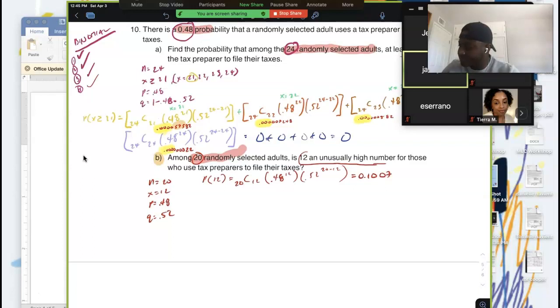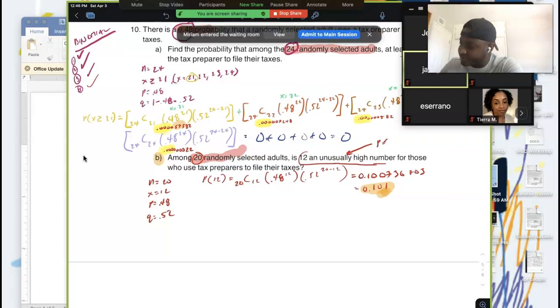0.007 36 703. All right, so then if we rounded that, that would give us 0.101. All right, and then what we're looking for in order for this to be unusual, so it's unusual if your probability is less than or equal to 0.05. So in this case, our probability is greater than 0.05. So we would say no, 12.